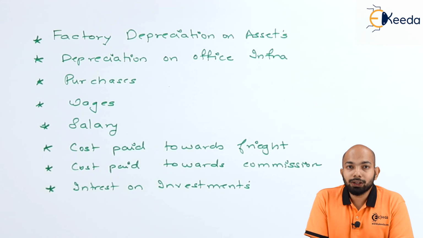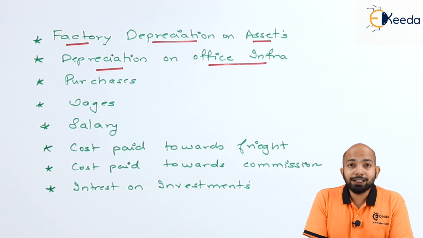Now the second item: depreciation on office infra. Any infra purchased for utilization in your office will be depreciated. This item is either a part of the trading account or the profit and loss account, which we need to decide. Anything related to office will always be a part of the profit and loss account as it is not related to the factory. Hence the depreciation on this will be a part of the profit and loss account. Rather, you can say that any depreciation related to office items will always be a part of the profit and loss account.